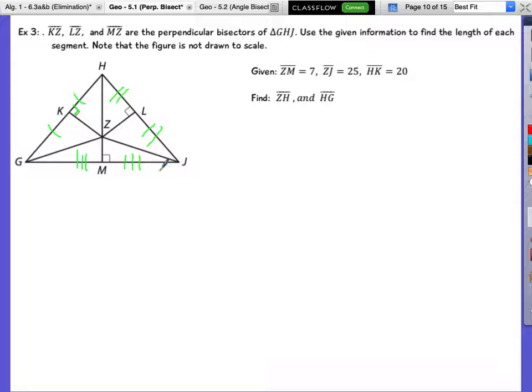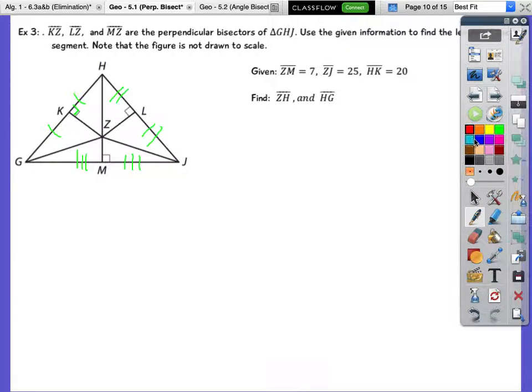What does that make point Z? All: The circumcenter. Very good, using some vocab there. That's our circumcenter, the point of concurrency for the three perpendicular bisectors. Use the given information to find the length of each segment. Note that the figure is not necessarily drawn to scale.